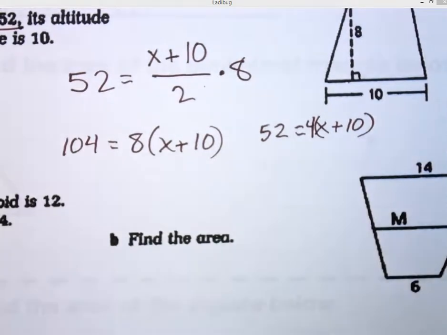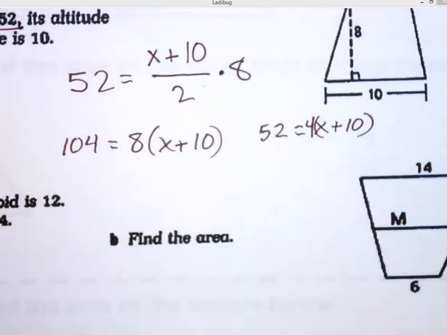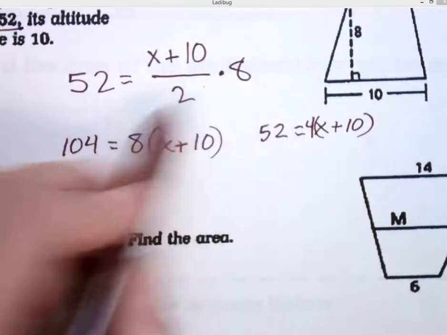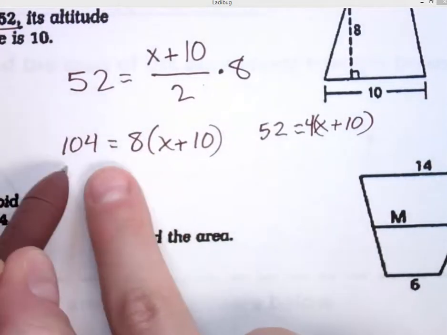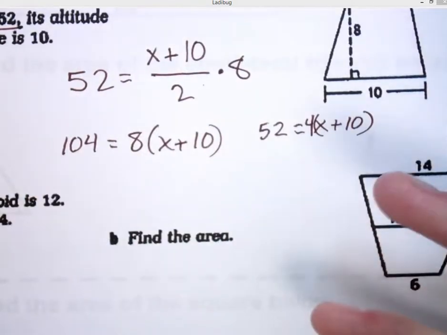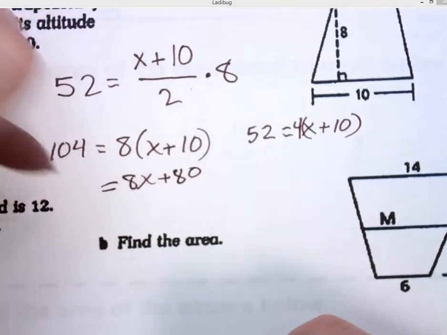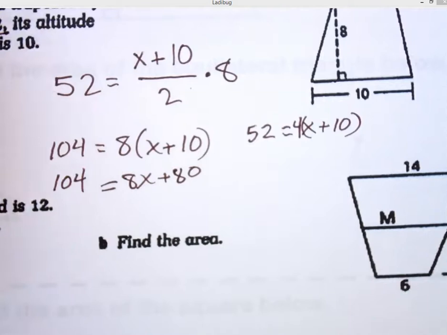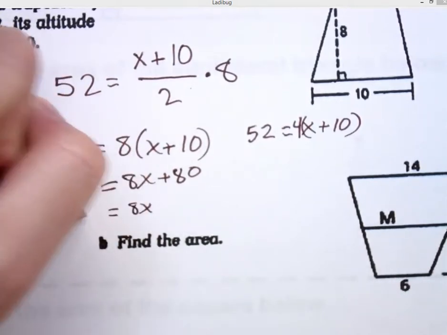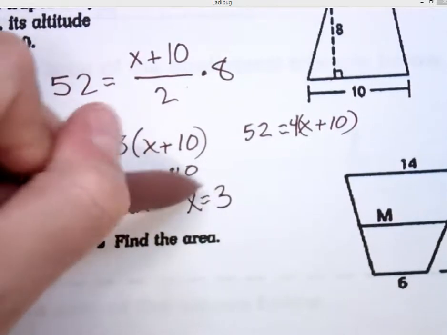Both are ways to solve this problem, and you will get the same thing. Even if you don't divide that first, we can distribute this out, or we can just go ahead and divide 104 by 8. Whatever you want to do. I'm going to go ahead and distribute it out. 8x plus 80 equals 104. We want to subtract 80 on both sides. So 8x is going to be 24. And then x equals 3.